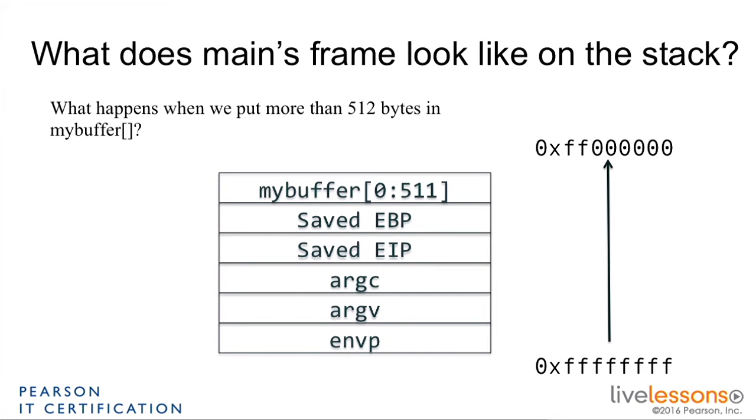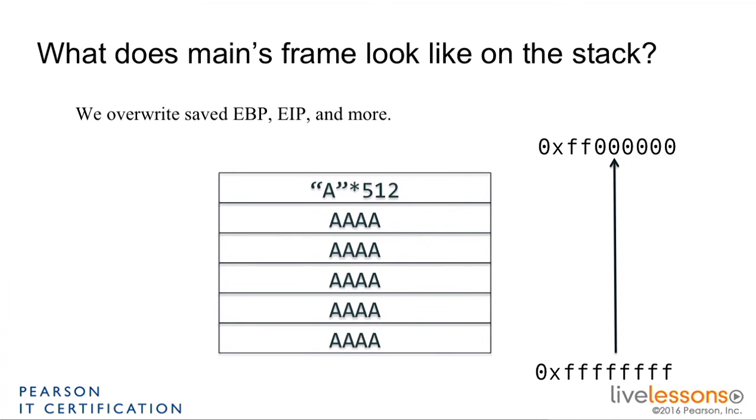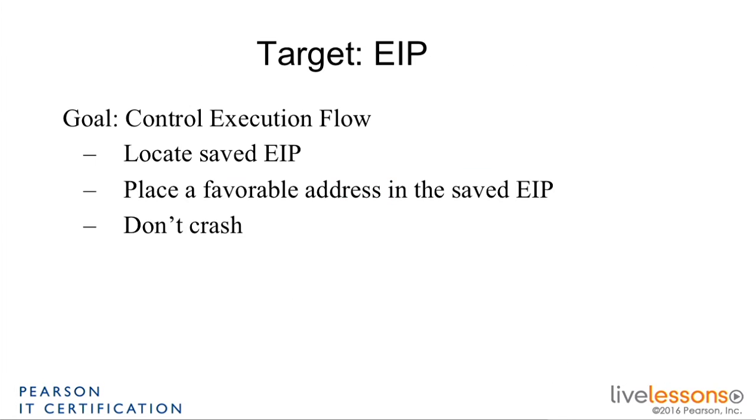So what does the main frame look like on the stack? This is how the main frame looks when we put more than 512 bytes in the buffer. It looks like what we are showing on this screen now. Basically, the saved EBP and the EIP were overwritten, and in this case, we sent a whole bunch of A's to the program to overfill the buffer. Again, the goal is to control the execution flow and target the EIP, and of course maintain control of the system without crashing it, so the attacker can manipulate or remotely send instructions to the system to carry out an attack.